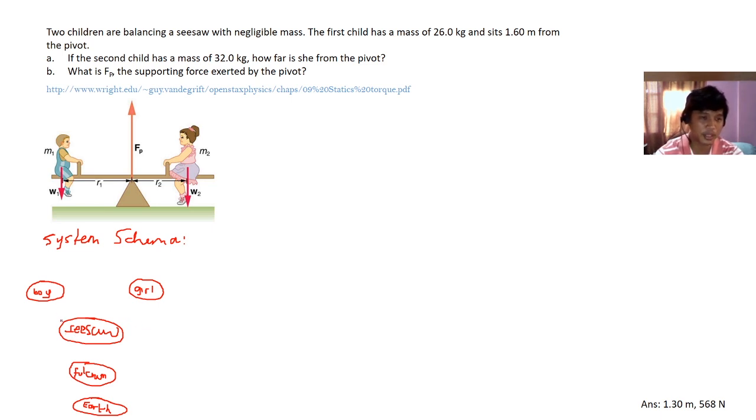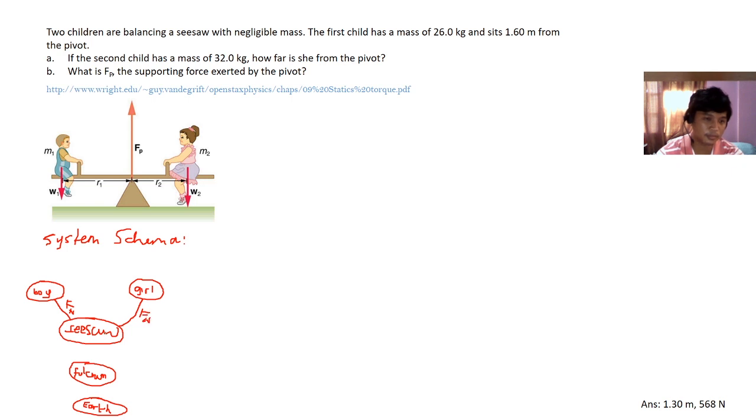For example, the boy and the seesaw. The boy is sitting down on the seesaw. So actually, there is a normal force. It's called the normal force. The boy's behind is sitting on the seesaw, so the boy's behind is pushing on that part of the seesaw, but at the same time, the seesaw is also pushing upwards on the boy. So there's a normal force between the boy and the seesaw, and there's also a normal force between the girl and the seesaw.